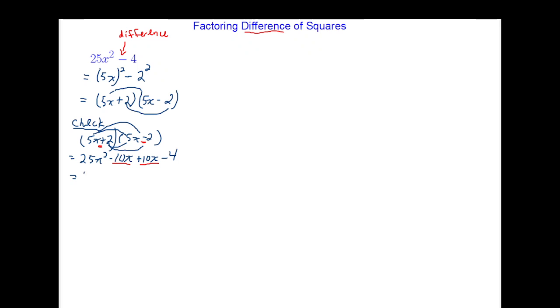So now we can write this as 25x squared. The 0 here, the x's are gone, and we're left with a negative 4. So we have, in fact, factored this correctly.